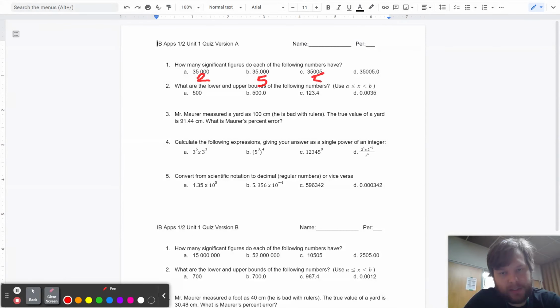It's going to be significant. This also has five significant figures because the zeros are captive in between non-zero numbers. Somebody wrote that on their quiz. I liked captive. And this is six significant figures because I wrote the zero at the end. If it wasn't significant, I wouldn't have written it.